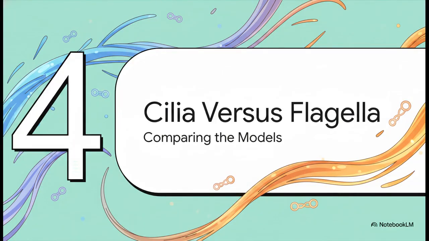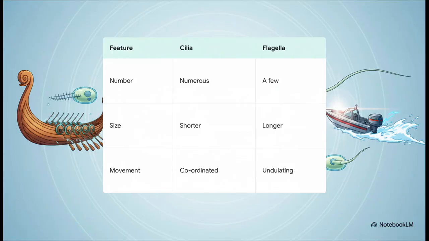Let's jump to Section 4, cilia versus flagella, comparing the models. So to really picture this, think of the difference between a massive Viking longship with hundreds of oars versus a speedboat with just one big outboard motor. With cilia, a single cell is going to have numerous, much shorter structures that move in a highly coordinated, vibratory, pendular fashion, exactly like a team rowing oars. Flagella, on the other hand, are much longer and way sparser, and their movement is non-coordinated, creating this undulating, wavy, whip-like motion. So it's the exact same internal engine we just looked at, but with entirely different driving styles.